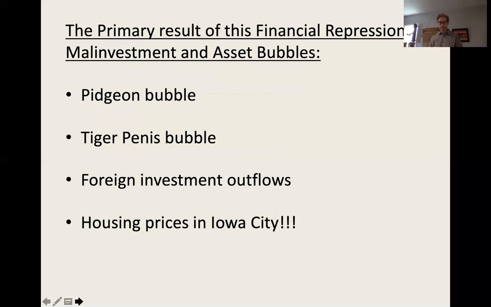And you don't just get bubbles in housing, you get them in all these other weird things too, like pigeons, right? People collect pigeons, or tiger penis because of its medicinal purposes, right? Where people are paying these astronomical amounts for these things. You even see this in housing prices in Iowa City, right? Where I am right now, where I live.